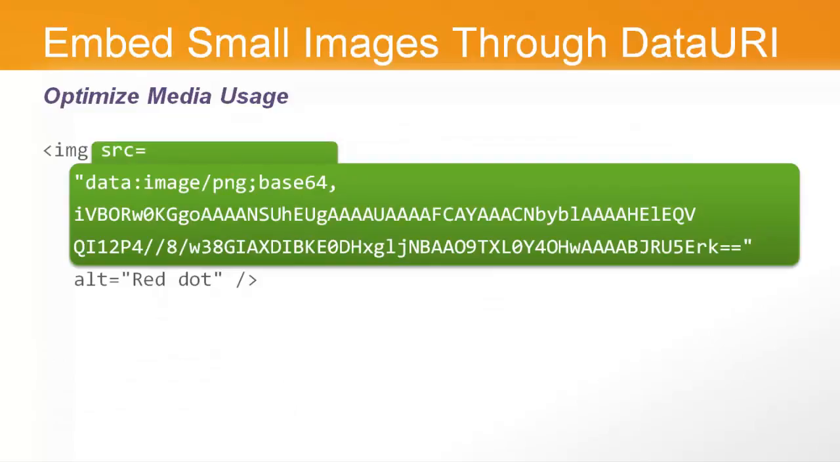Other one, try to embed small images as data URIs. This is a new way that you can embed base64 encoded images into your page as a data source in your source. So for small images, that means that you can put it as part of your page. You're not going to be doing more requests to the server, and it's going to work just as great.